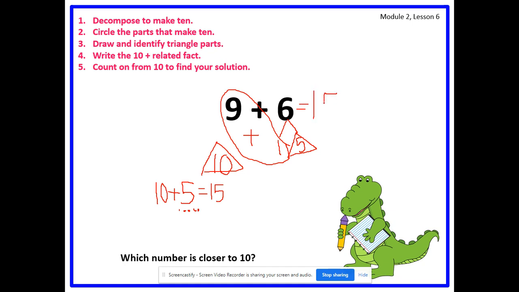We're going to go ahead and read the number sentence starting with 9. Get ready. 9 plus 6 equals 15. Awesome job. Remember, practice makes perfect. And as we practice more and more, we will get better.